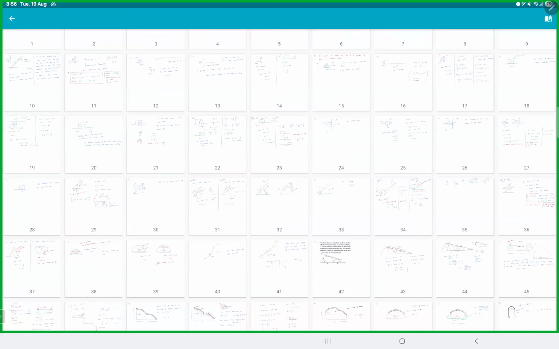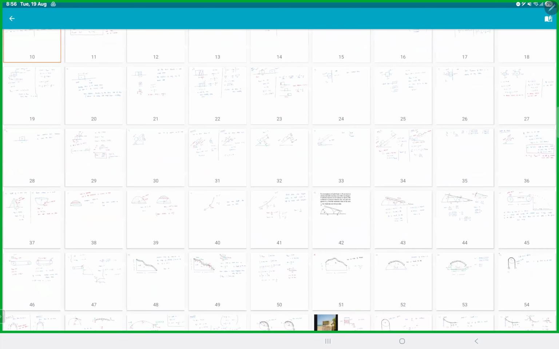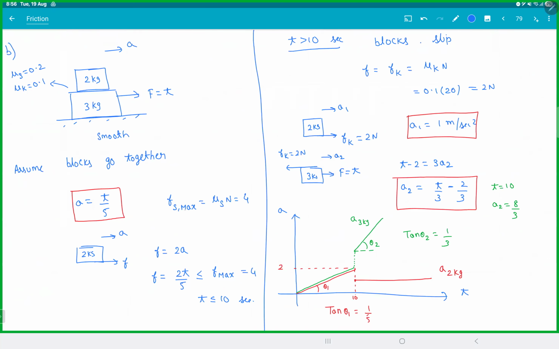In case you forgot, in the graph, if you remember, there was a drop AB. We have ignored this till now. Friction actually drops or decreases and then becomes constant. So in our case, the friction has gone from 4 newtons maximum to 2 newtons. Now, because the friction suddenly changes, the acceleration will suddenly change. That is the reason the graph has a gap. You have a hole in the graph there. It's a discontinuous function.